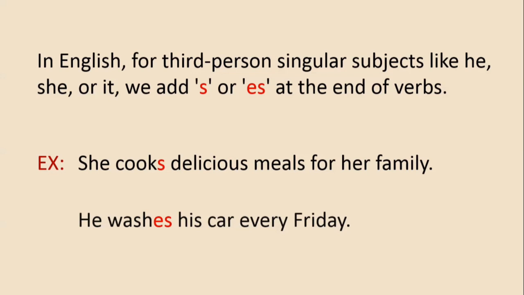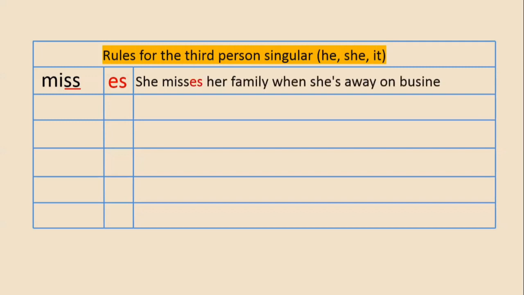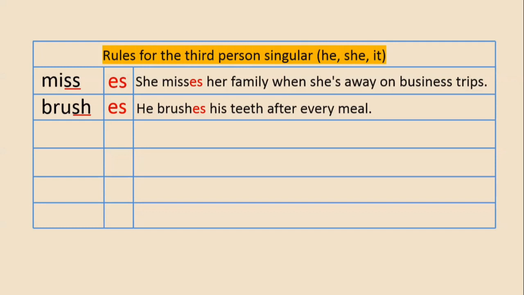Okay, now here is a question. When we should add s and when we should add es? If our verb has got double s, we put es. For example, she misses her family when she is away on business trips. If our verb has got sh, once again we put es. For example, he brushes his teeth after every meal.